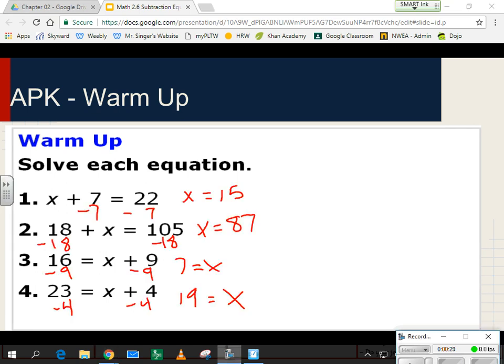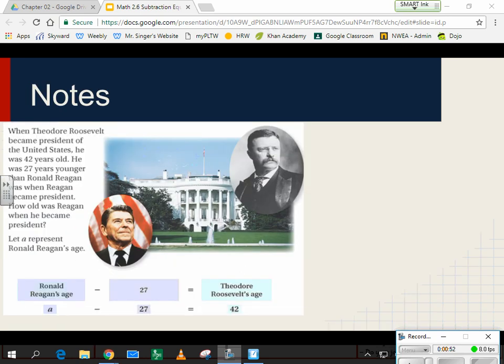So here are the answers you should have had: 15, 87, 7, and 19. And remember, we can check our work on any single one of these just simply by plugging and chugging. Plugging 15 in here, plugging 87 in here, 7 here, and 19 here, and just working out that side of the equation to see if it equals the other side. And they all do. So today we're going to look at problems that have subtraction as the main operation and how we can solve for the other side of the equation.